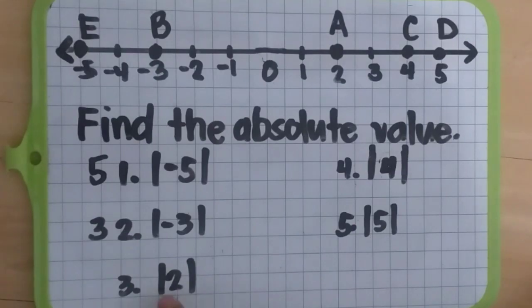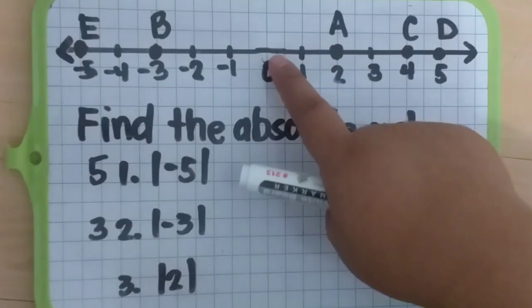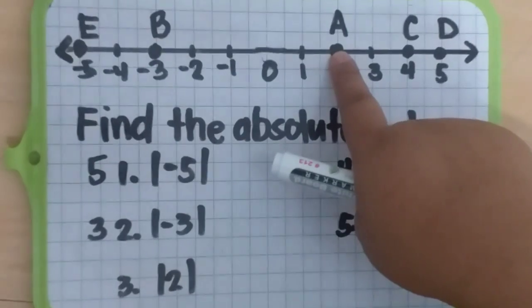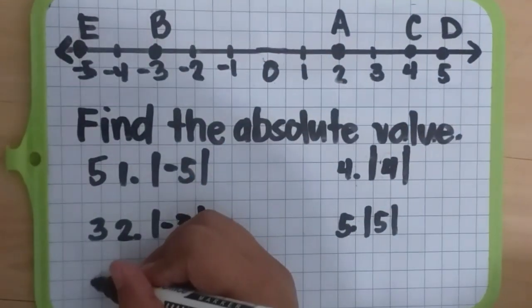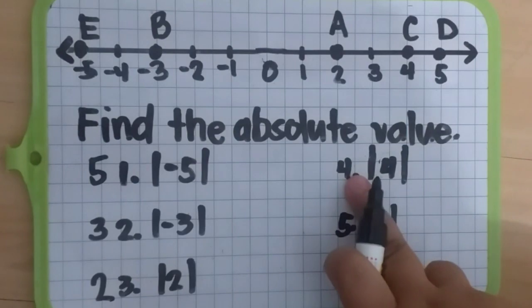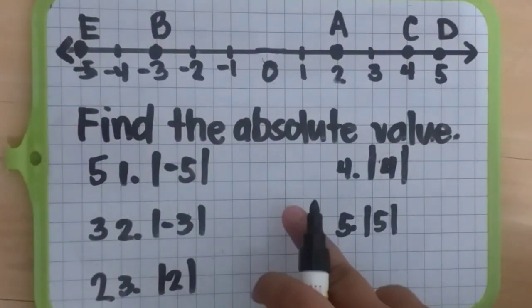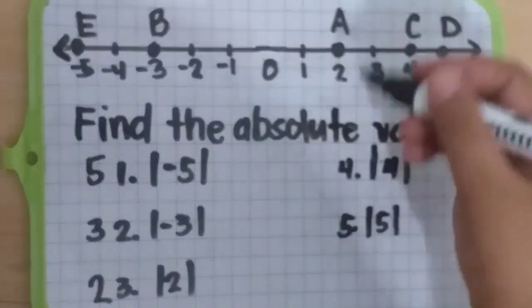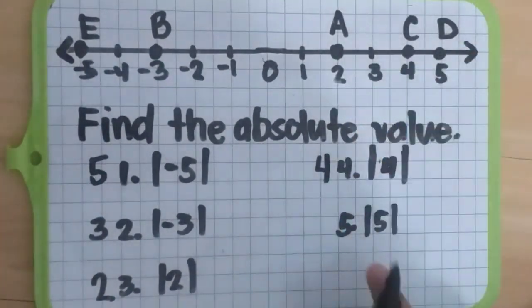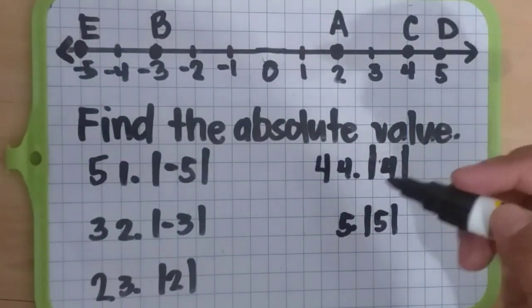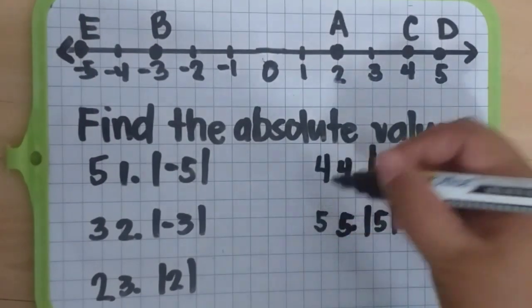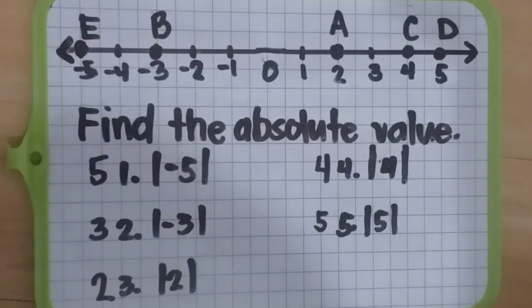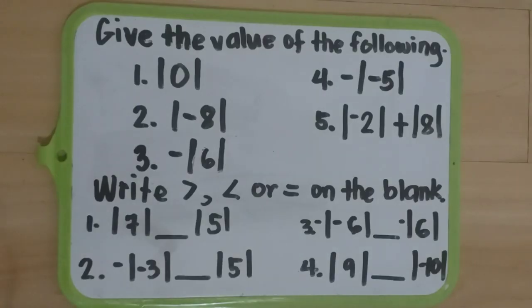Number 2, we have positive 2. So, from 0, we have 1, 2. So, ang answer natin dito ay 2. Number 4 naman is positive 4. So, we have 4 units going to our letter C. And for number 5, we have positive 5. The absolute value is 5. Okay, so ngayon naman, aalamin natin kung ano ang mga sagot dito.